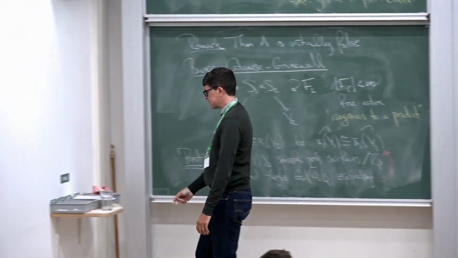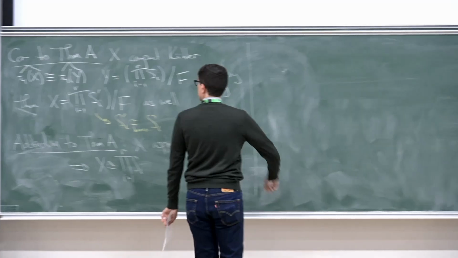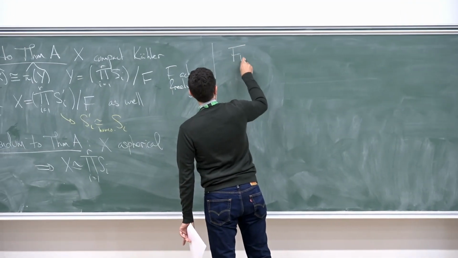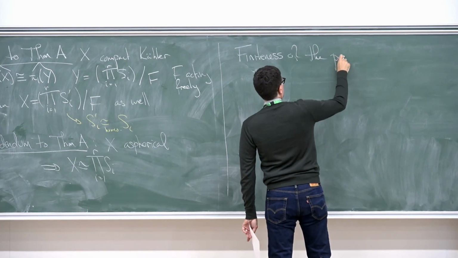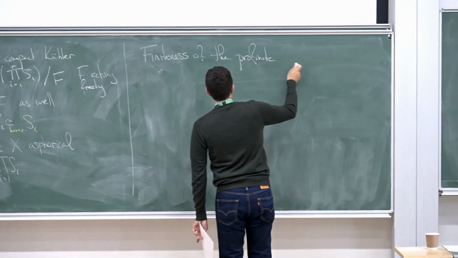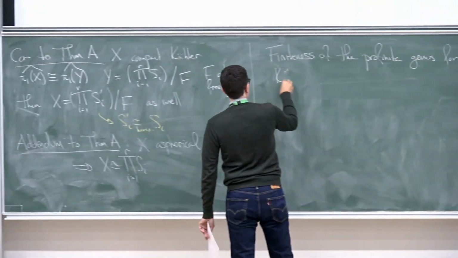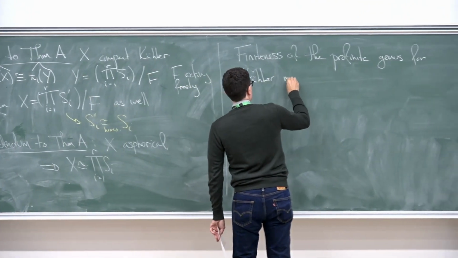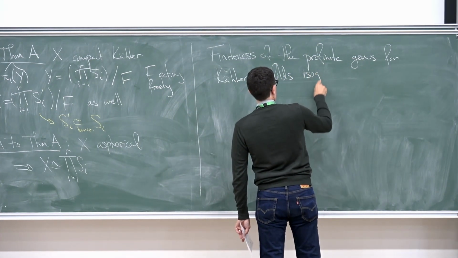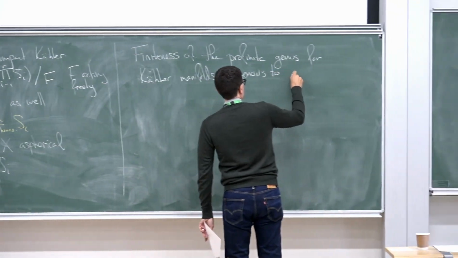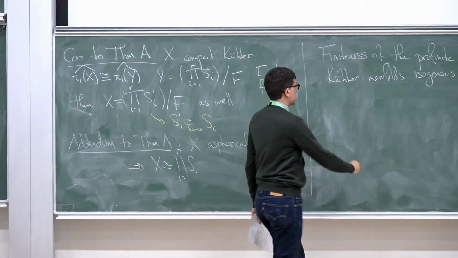All right. So really the corollary, you can say we even get some sort of finiteness. The profinite genus for Kähler manifolds, isogenous to a product among all Kähler manifolds.